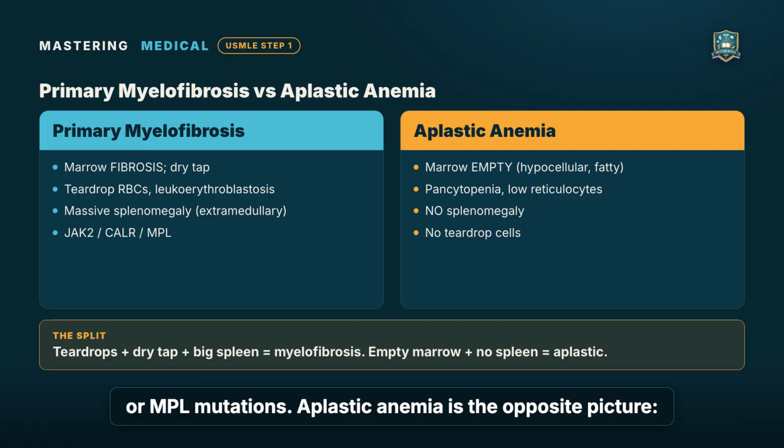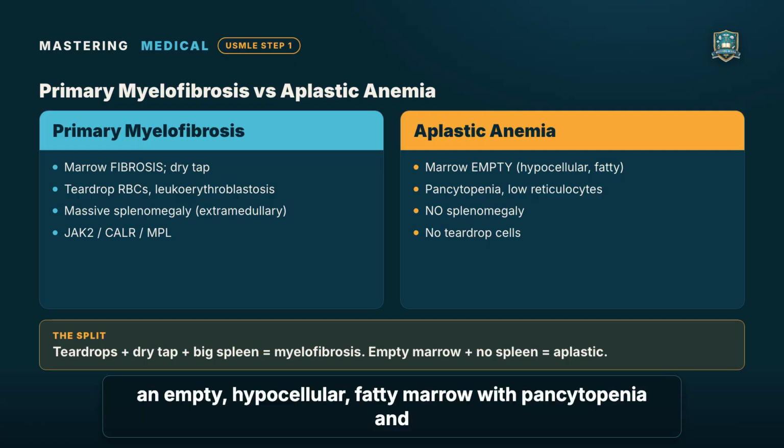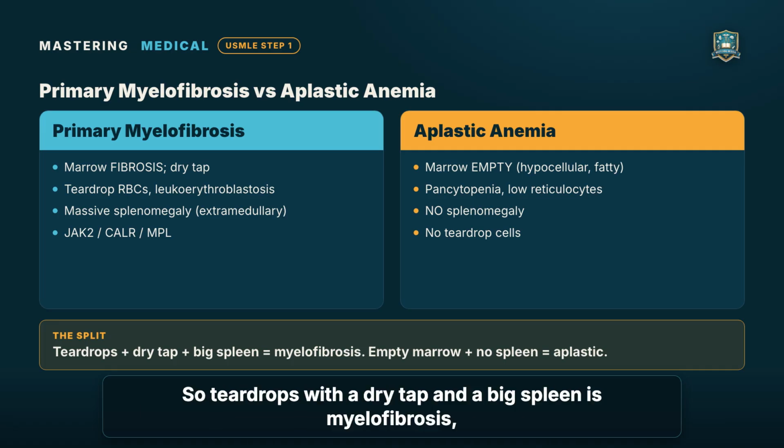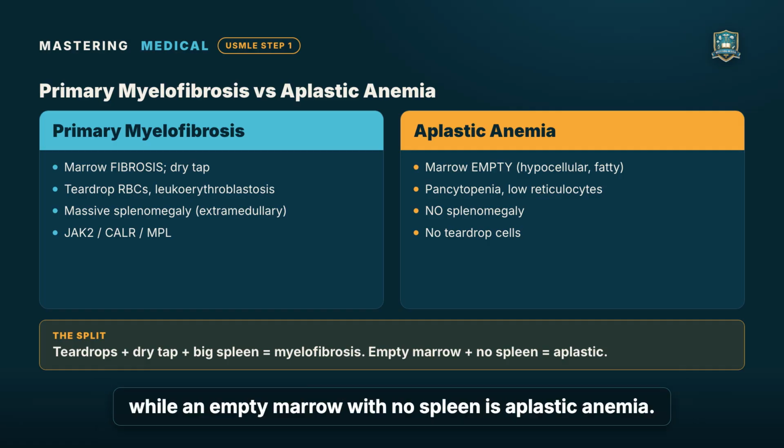Aplastic anemia is the opposite picture, an empty hypocellular fatty marrow with pancytopenia and low reticulocytes, but no splenomegaly and no teardrop cells. So teardrops with a dry tap and a big spleen is myelofibrosis, while an empty marrow with no spleen is aplastic anemia.